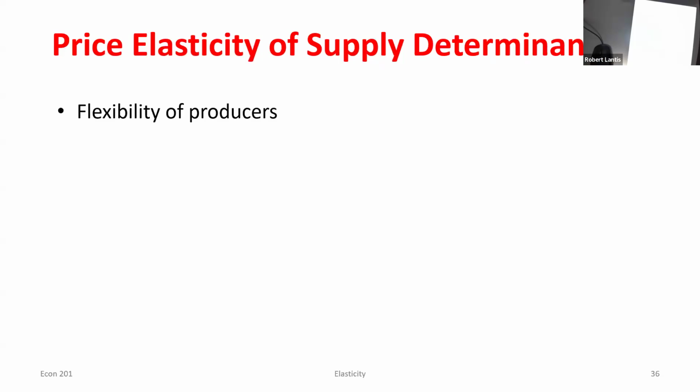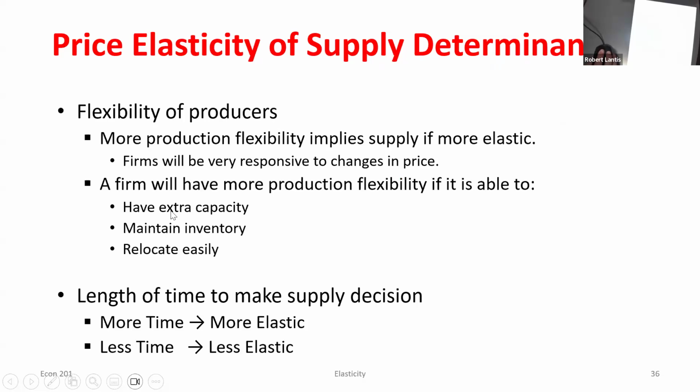Now, just like we have determinants of the elasticity of demand, we have determinants of the elasticity of supply as well. I think it's a little bit more intuitive even than demand. So really any flexibility that we have in the production process for supply is going to make it so we can be more responsive to price changes. So anything that makes me more flexible, I can then be more elastic or respond more to changes in price.